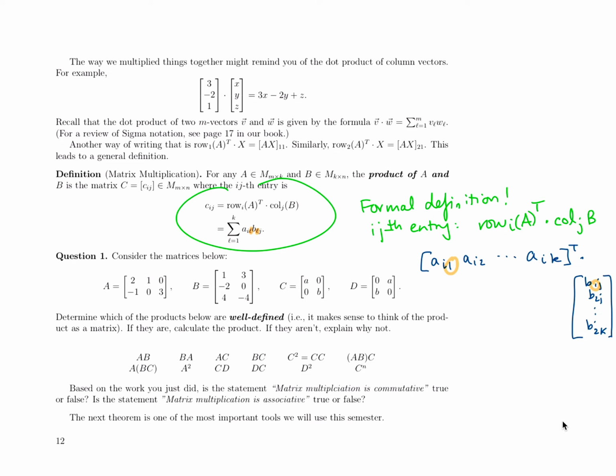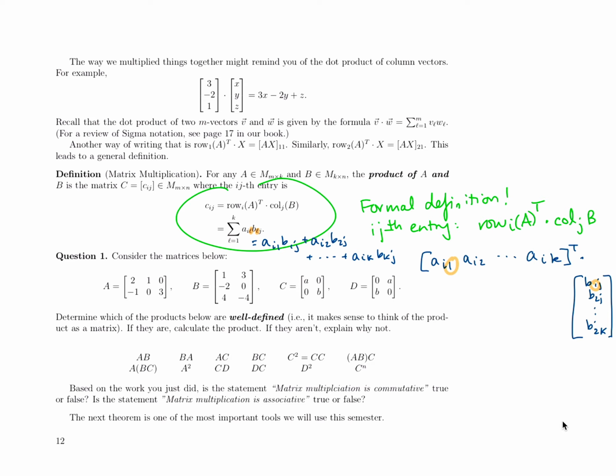If I wrote this sum out long form, it would look like A_i1 B_1j plus A_i2 B_2j plus and so on, plus eventually A_iK B_Kj. Right? And that's what the sigma notation is doing for us. It's just condensing that into a short form. There is a review of sigma notation in the book if you're feeling a little rusty on it. It's on page 17 of our textbook.